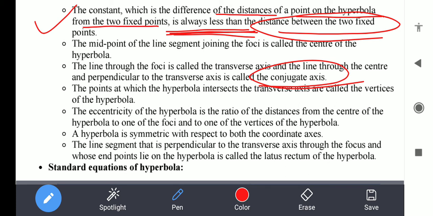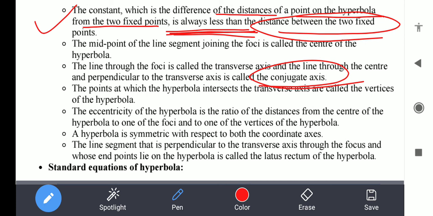The eccentricity of the hyperbola is the ratio of the distance from the center of the hyperbola to one of the foci and to one of the vertices of the hyperbola. सेंटर से फोकाई के एंड सेंटर से वर्टेक्स के डिस्टेंस के रेशियो को आप क्या कहते हैं, एसेंट्रिसिटी. In the case of the hyperbola, the value of eccentricity is greater than 1.